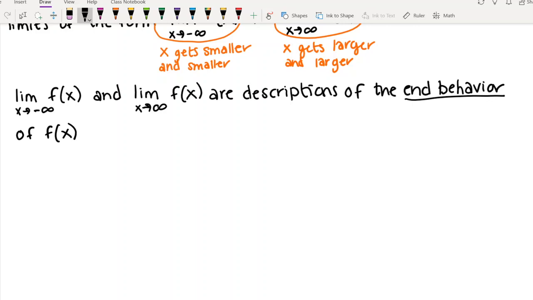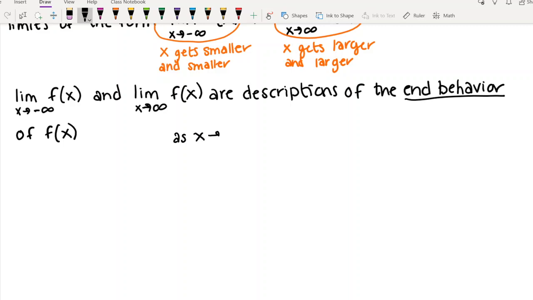So what do we mean by end behavior? We basically mean the ends of the function. If you're looking at the graph, you're looking at really far left and really far right on the graph. Where are those ends pointing? Or you can think of it as plugging in the very smallest and the very biggest numbers.